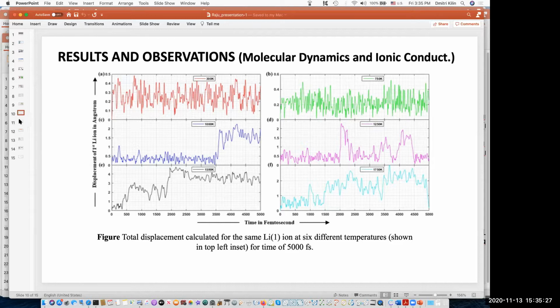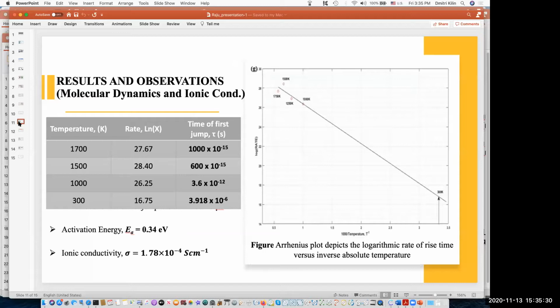Next slide, please, Dr. Kuruchi. Because I already said that this phenomenon is similar for all the lithium atoms. So for the sake of simplicity, we just showed one lithium atom. So all the 56 lithium atoms have a similar type of trend.